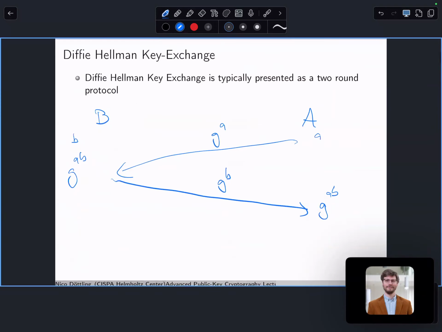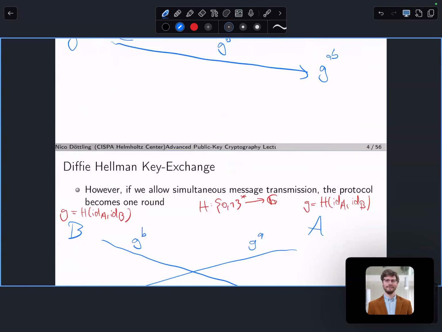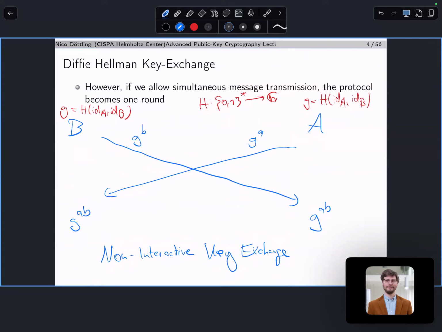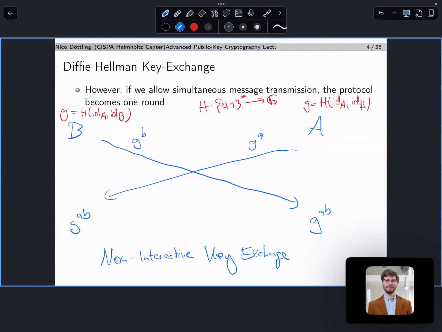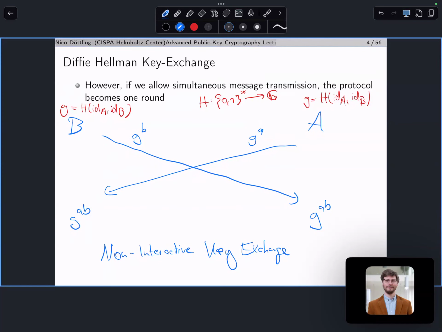We've briefly discussed and reiterated the classic Diffie-Hellman key exchange and the fact that it is, in fact, a so-called non-interactive key exchange, in the sense that the two parties, Alice and Bob, can just simultaneously exchange their messages, right? It's not like Bob has to wait for Alice to first send her message before he sends his message, right? So the two messages don't depend on one another.